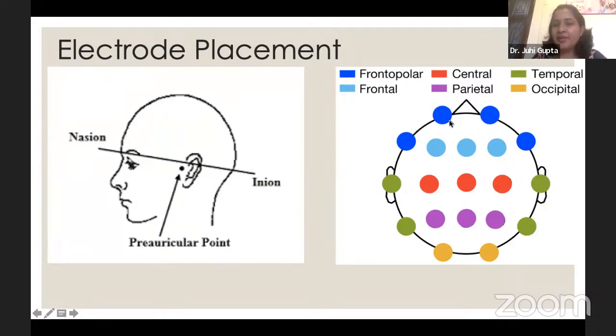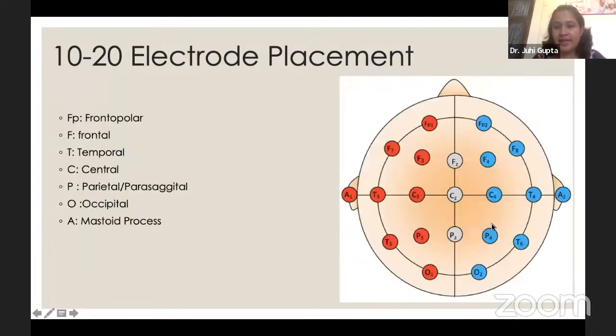The front electrodes are known as frontopolar. These middle ones are known as frontal. The central ones as central. On the sides, you have temporal. Behind, you have occipital. And on the parietal area, the parietal. So there are 21 electrodes in total.